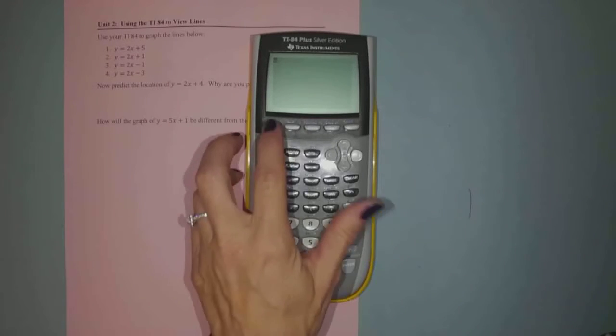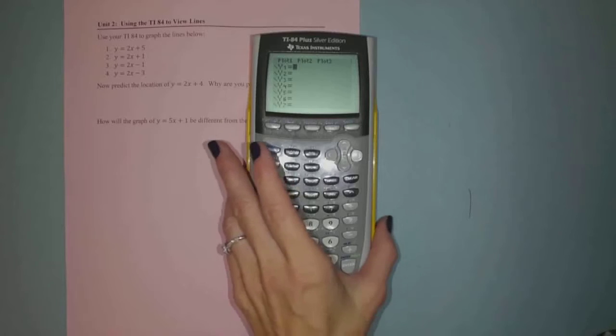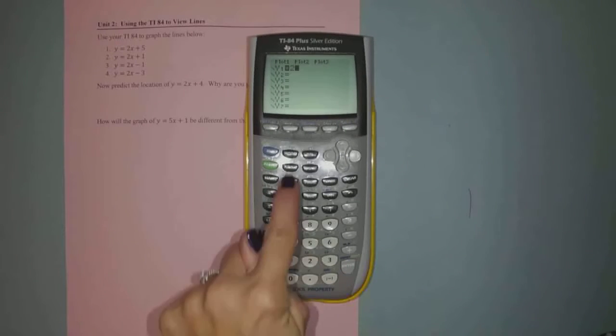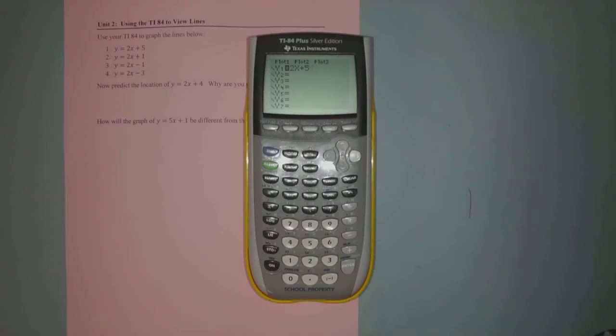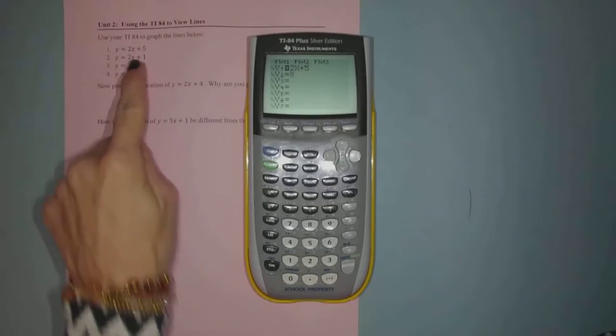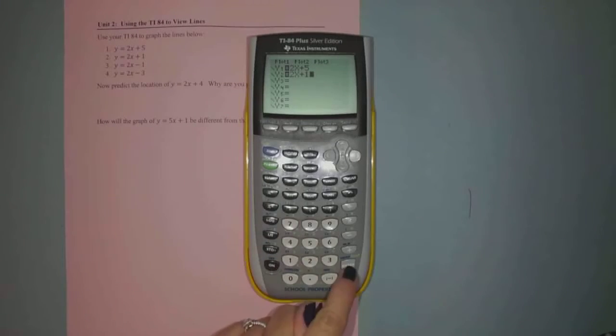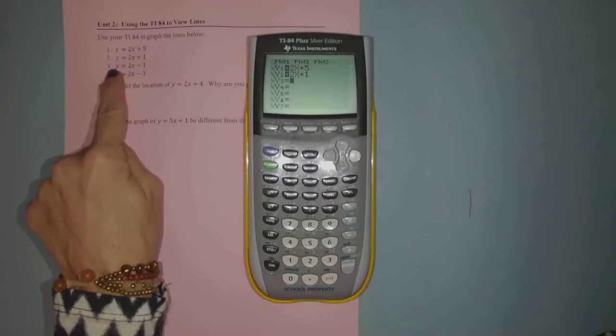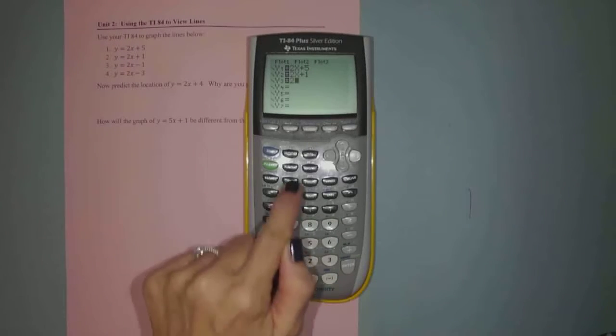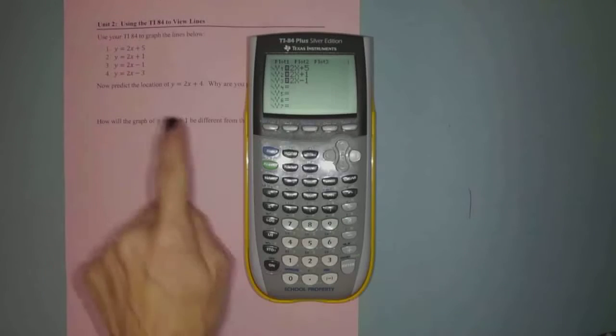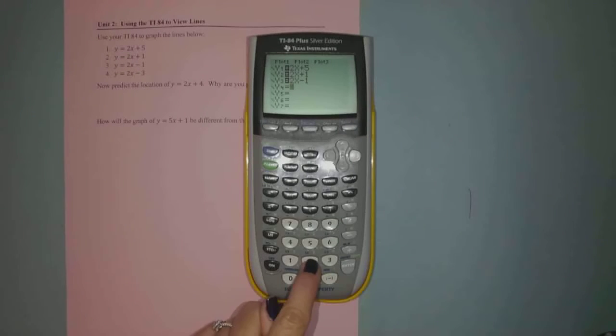So let's go to y equals, and we're going to type in 2x plus 5, and I'll hit enter to store that. The second one, y equals 2x plus 1, store it. Third one, y equals 2x minus 1. And the fourth one, y equals 2x minus 3.